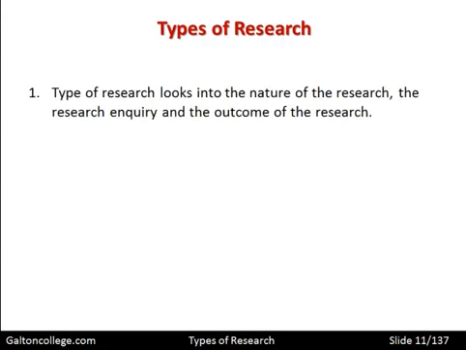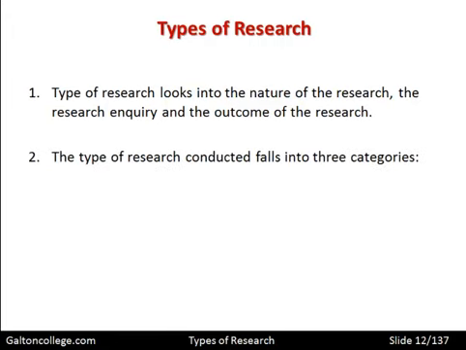Now the types of research. Well, this looks at the nature of the research, the research inquiry and the outcome of the research. So the type of research looks at the nature of the research. What is the nature of the research? How is this research conducted? And what's the outcome of the research? The type of research conducted falls into three categories: exploratory research, exploring the situation, exploring the market, exploring the opinions of people about the product. It's exploring, it's finding out.